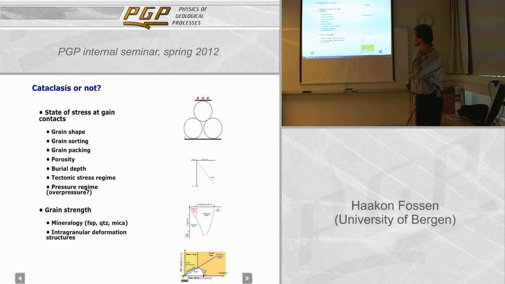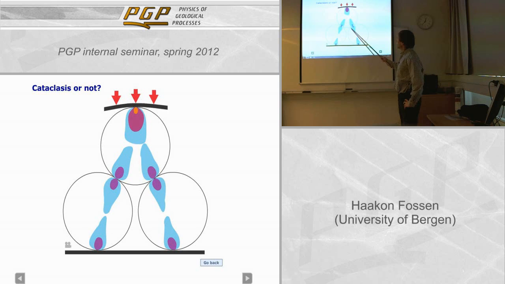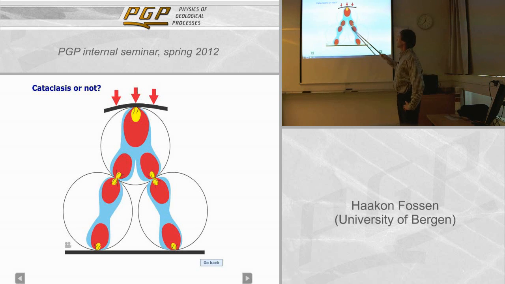So what are the controlling factors when it comes to whether the grains break or just slide and roll without breaking? Obviously there is the state of stress at the grain contacts and also the grain strength, which is pretty obvious. When you do these kinds of experiments, numerical or optical, you can see how the stress is located, of course, at the grain contact points. That's where stress is transmitted from one grain to the other, and that's where they will start to fracture.